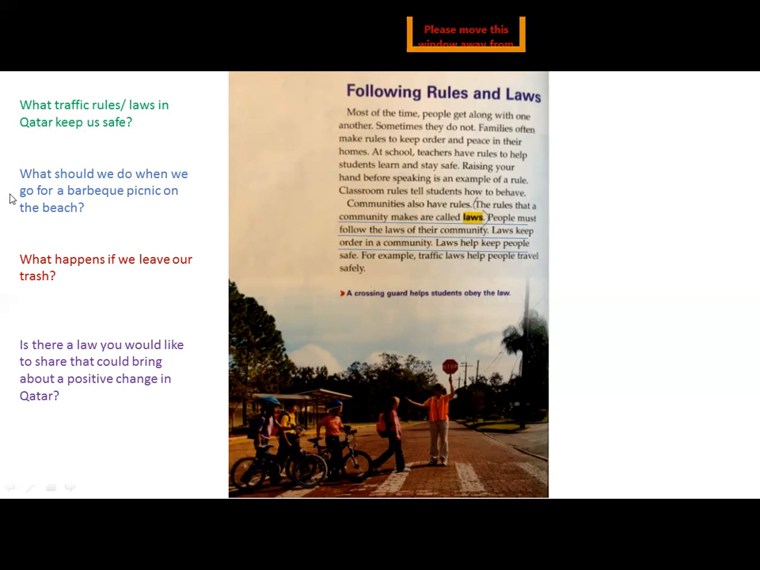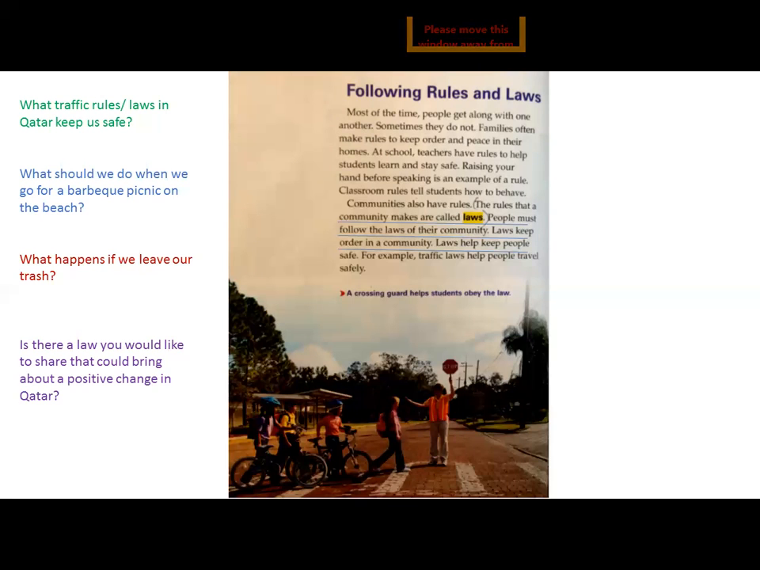The next question is, what should we do when we go for a barbecue picnic on the beach? What should you do when you're done with the picnic? What happens if we leave our trash? Is there a law you would like to share that could bring about a positive change in Qatar, being a good citizen? I want you to think about these answers and talk to yourself, parents, siblings, or tutor, and see what answers you come up with, and then I'll share my answers. You can always pause this video.